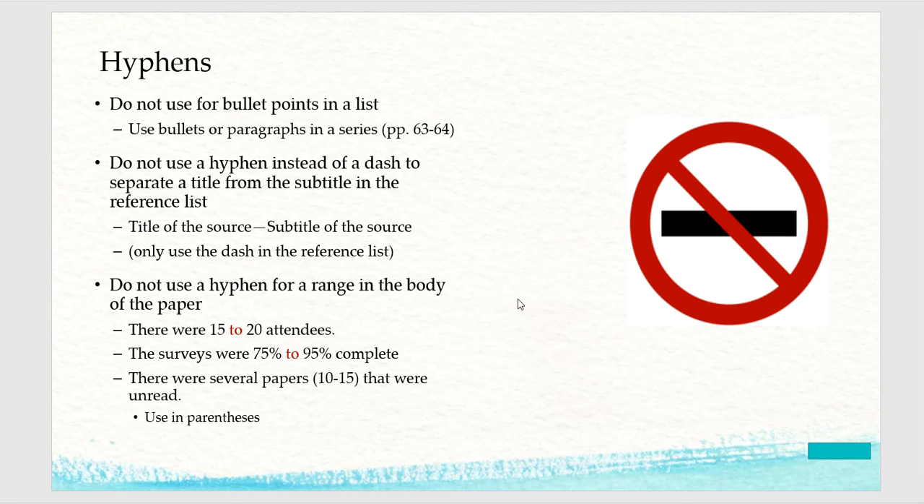Now do not use hyphens for bullet points in a list. Use bullets or paragraphs in a series. Do not use the hyphen instead of a dash to separate the title from the subtitle in the reference list. And the dash is only used in the reference list. Do not use a hyphen for a range in the body of the paper. You have to spell out two. So you can use it in the parentheses, but in the body of the paper you have to spell it out.